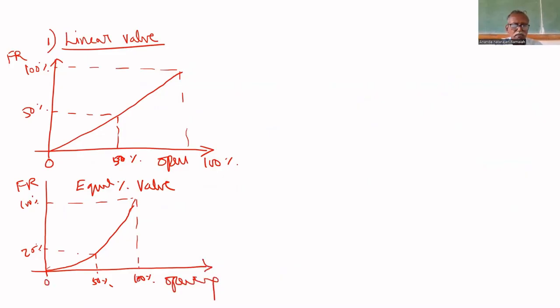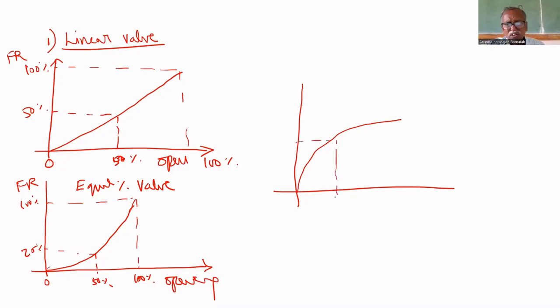Another control valve has another design of the plug shape. That is called quick opening. It will be like this. For 50% opening, it will give around 75% flow rate. For 100% opening, it gives 100% flow rate. And for 25%, it gives almost 50% flow rate. This is quickly opening. These all depend upon the shape of the valve plug.